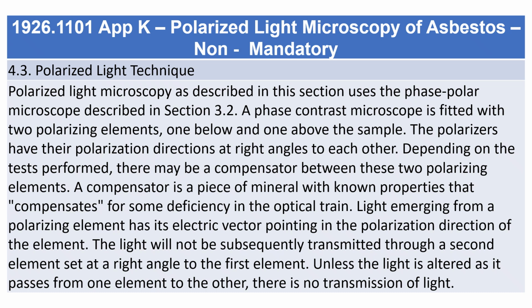Light emerging from a polarizing element has its electric vector pointing in the polarization direction of the element. The light will not be subsequently transmitted through a second element set at a right angle to the first element. Unless the light is altered as it passes from one element to the other, there is no transmission of light.